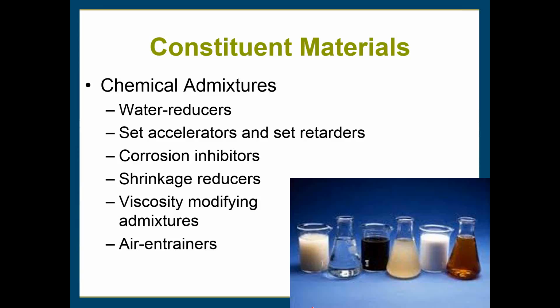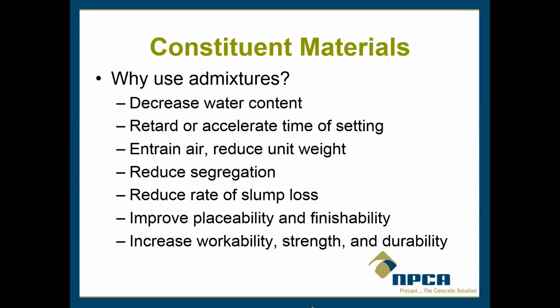Air, okay. So this is just a brief list. The list of all the different admixtures that exist is pretty excessive, so I just picked the ones that I thought were the most prevalent that you would run into most often. Water reducers, set accelerators, retarders, corrosion inhibitors, shrinkage reducers, VMAs, viscosity modifying admixtures, and air entrainers. So why do we use them? They're expensive, so what's the point? You can decrease the water content, so you can lower the water to cement ratio while still achieving a workable mix.